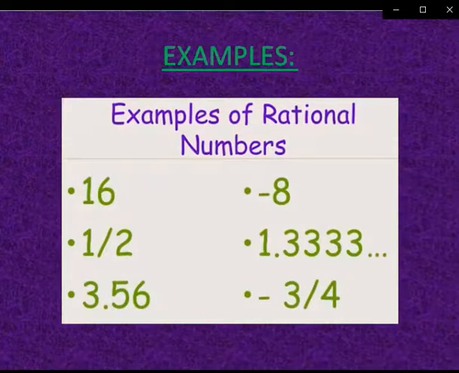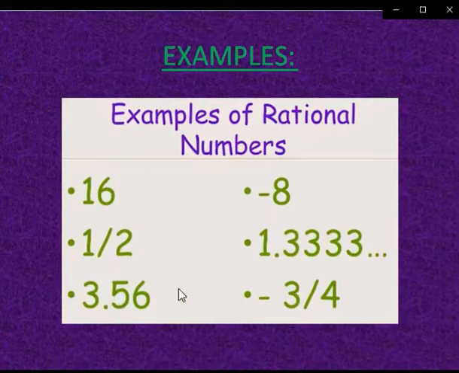Now let us take these examples. All of these numbers are rational numbers. Why? 16 is a rational number because we can rewrite it as 16 over 1. Negative 8 is a rational number because we can rewrite it as negative 8 over 1. 1 over 2, a half, is a rational number also because we have a numerator 1 and the denominator is 2.